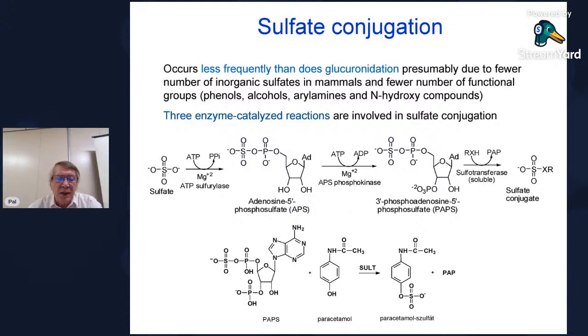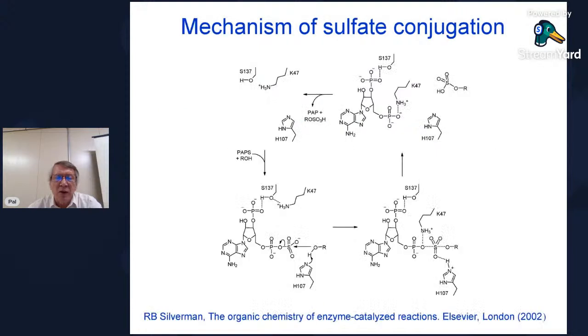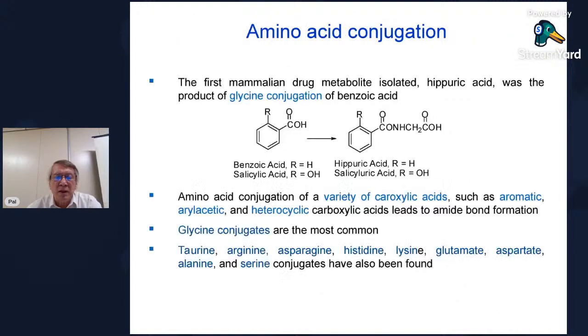Sulfuric acid as a monobasic acid is a very strong acid, so it means that the sulfate conjugates carry a full negative charge under physiological conditions. This is the mechanism of the sulfate conjugation in a little bit more detailed form. This chart describes very much the same chemistry as was shown before, in somewhat more detailed form. Those who are interested in this mechanism, I recommend the book that is mentioned as a reference in this slide.